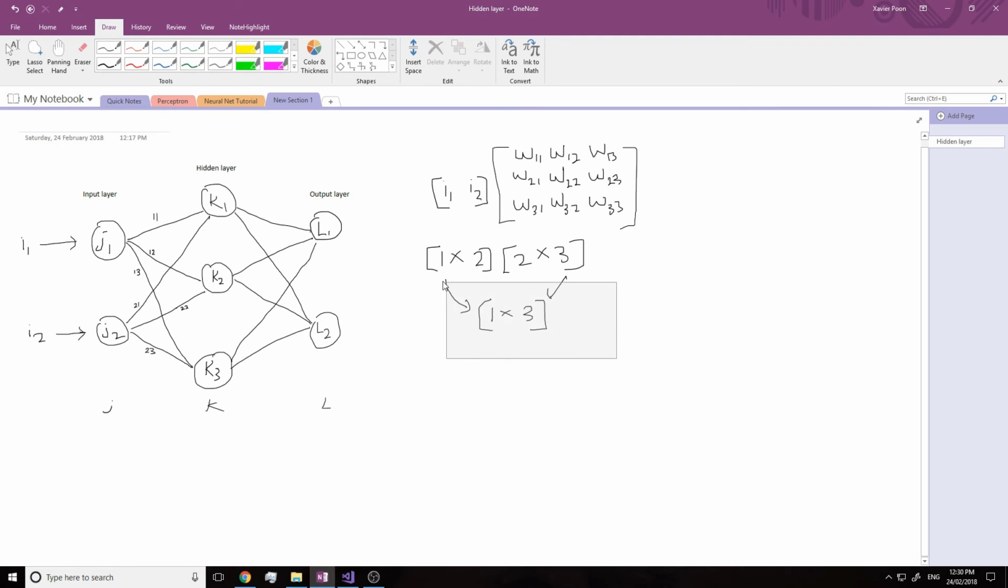So we can observe in the shape of the weight matrix that the number of rows is equal to the number of neurons in the input layer, and the number of columns is equal to the number of neurons in the next layer, that is the hidden layer, the kth layer. So that is true when you're always trying to make matrices for the weights between two layers.